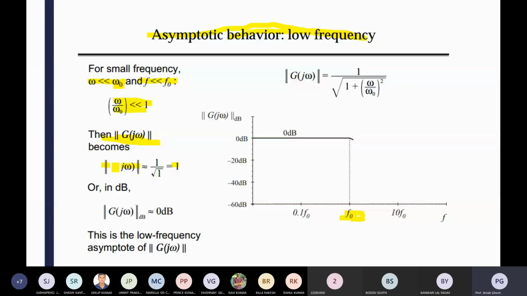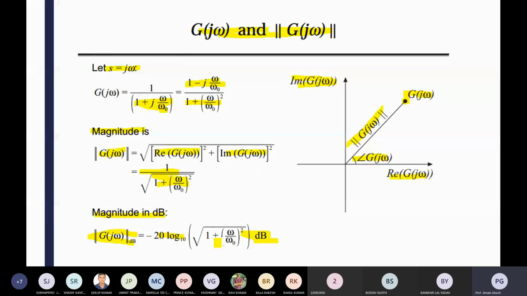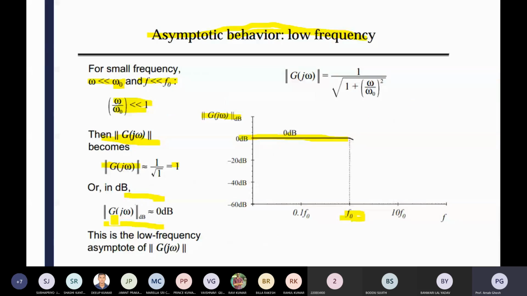So mod of g of j omega equals 1. 1 mod means 0 dB, it is the 0 dB line. Basically log 1 means 0, so it is coming 0 dB. So up to f0 the value is 0 dB, and after that you have to find out. So at low frequency you are getting that asymptote, 0 dB per decade.